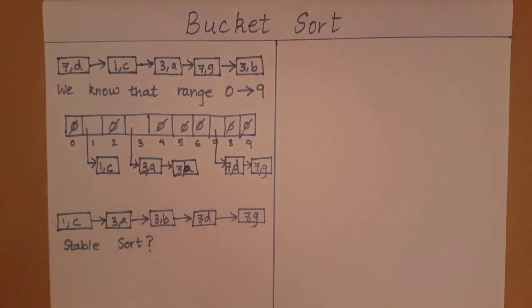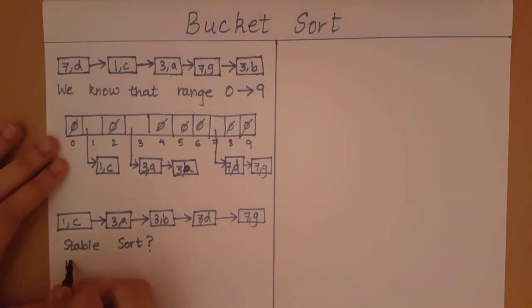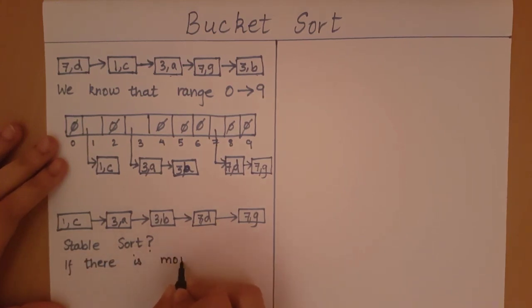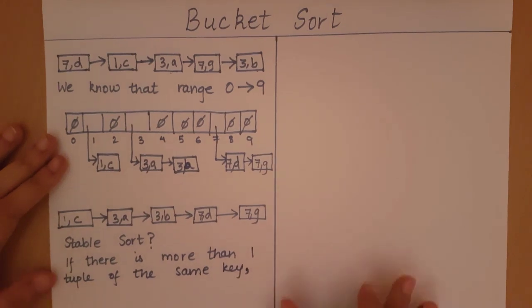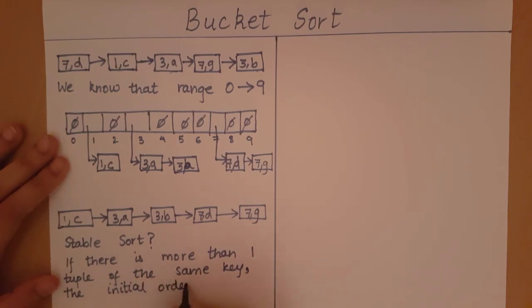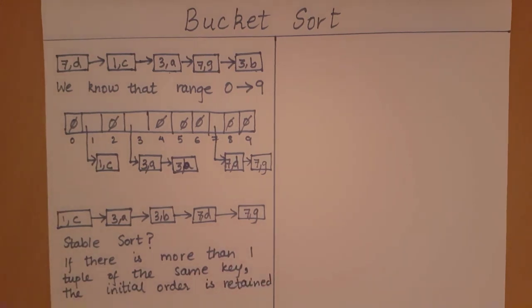So what does this mean? If there is more than one tuple of the same key, the initial order of the tuples is retained. That's why we call it a stable sort.